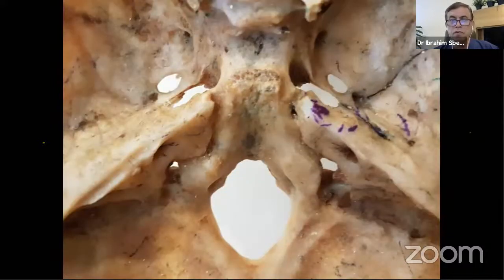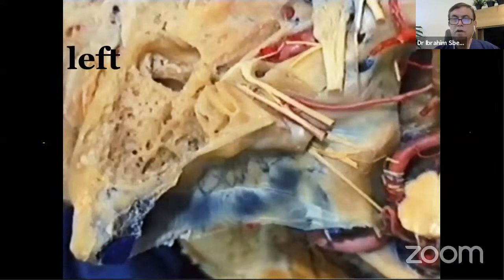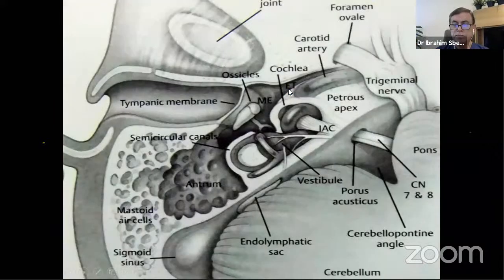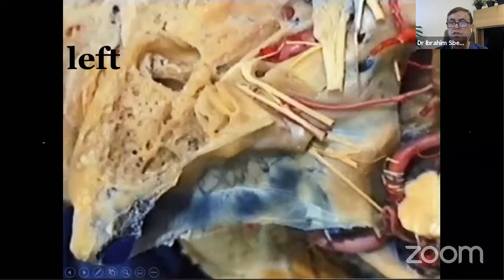So petrous bone, petrous apex, foramen lacerum, foramen ovale, and foramen spinosum. This is an upper view on the left side, you can see the mastoid air cells, you can see the external ear, the ossicles, the middle ear, the internal auditory meatus, and the petrous carotid and petrous apex. Again, I may go back here to show you the close relationship of the sixth nerve going into the clivus, into Dorello's canal, meeting the petrous apex.